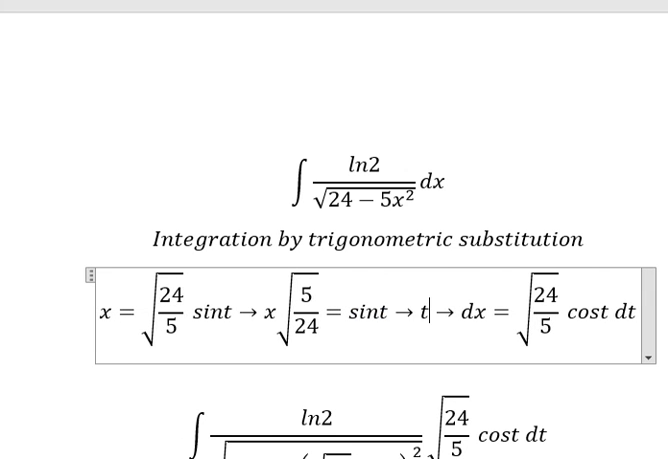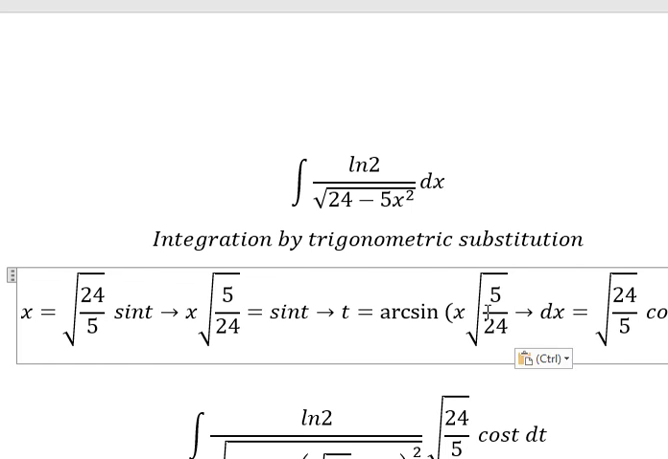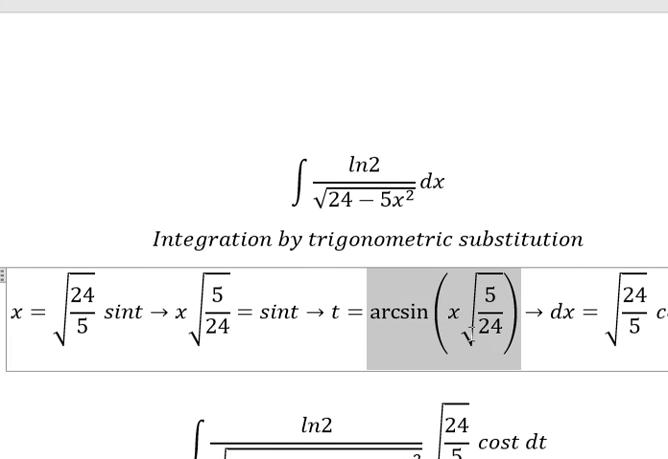And we get t equal to all sides of this one. So we need to change this one for t.